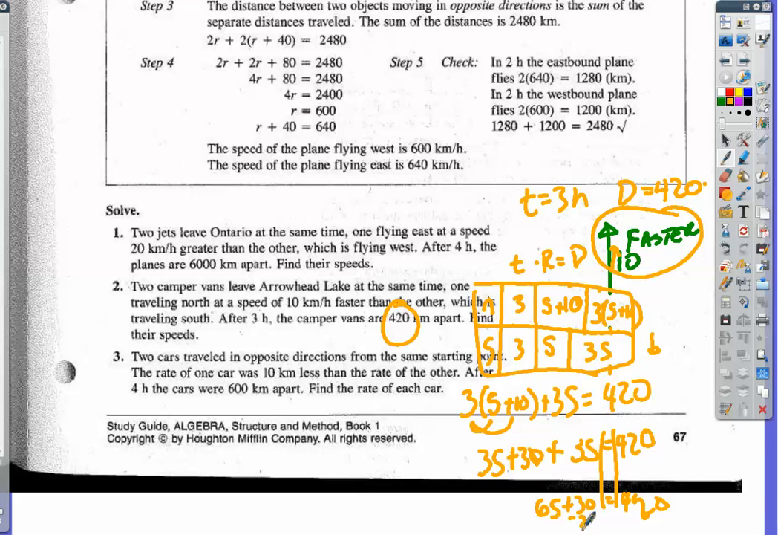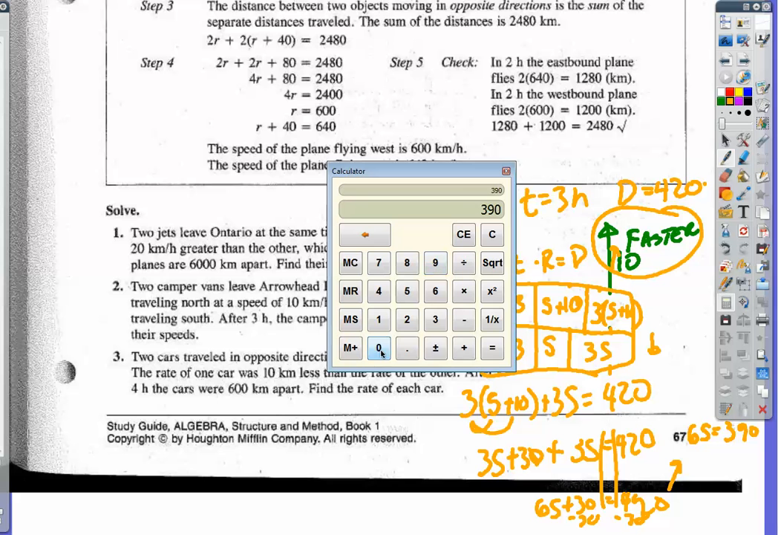Subtract 30, subtract 30. So that means, and I'm going to have to work over here, that 6s is equal to, well, 420 minus 30 is going to be 390. And so now we can go to our calculator.